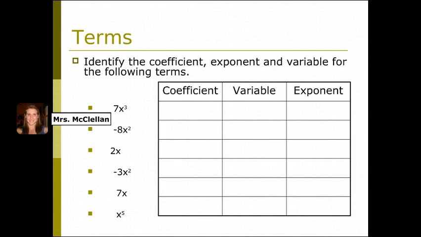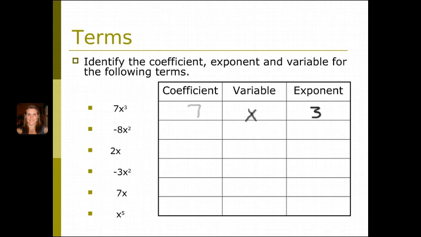Now let's practice identifying the coefficients, exponents, and variables for the following terms. In the example 7x cubed, cubed means raised to the 3rd power, our coefficient is 7. It's the number in front of the variable. Our variable is x, and our exponent is 3 because it's raised to the third power.